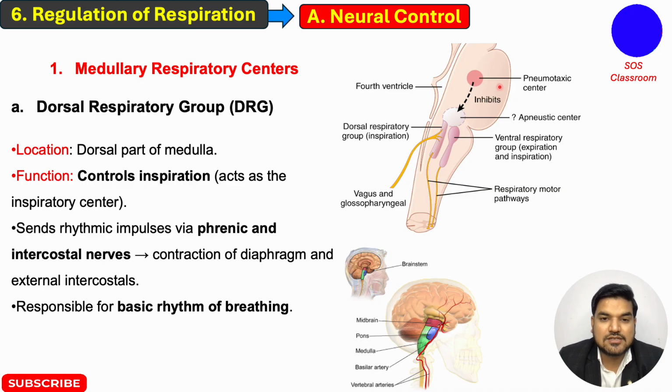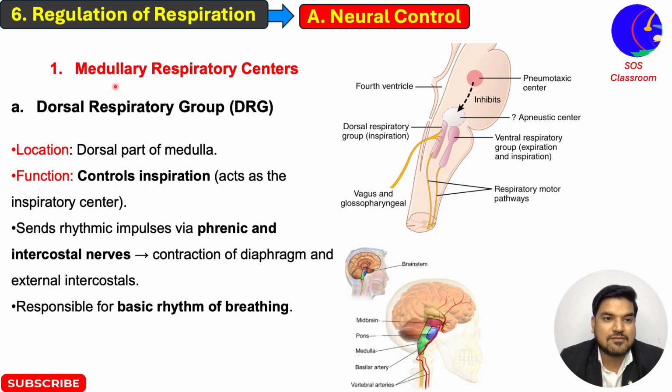What are the two centers in the pons? You can see this is the pneumotaxic center, and the second is the apneustic center. The medulla oblongata also has two centers: number one, the DRG, the dorsal respiratory group, and second, the ventral respiratory group. The dorsal respiratory group is responsible for inspiration, and the ventral respiratory group is responsible for inspiration plus expiration. So the ventral group has both processes, inspiration and expiration, but the DRG only controls inspiration.